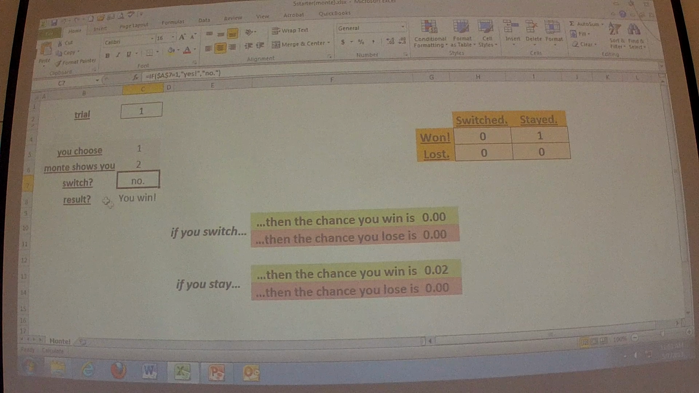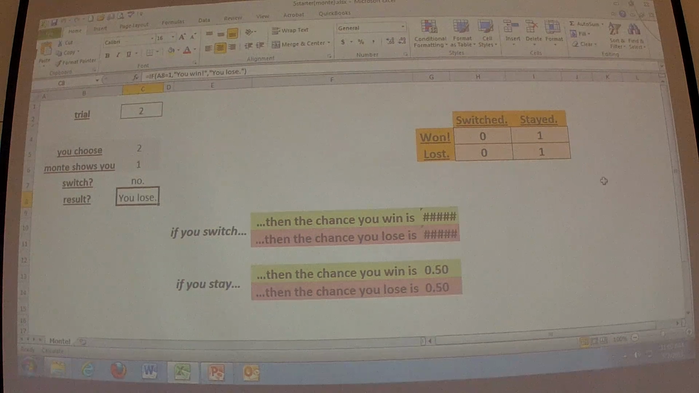Dr. Seuss up here. The switch is dependent also. This is your switch. Whether you decide to switch or not is based on randomness, 1 or 0. And the result just depends on whether your switch puts you on the door with the lollipop in it. So basically, as I hold down F9, we're playing this game over and over again.